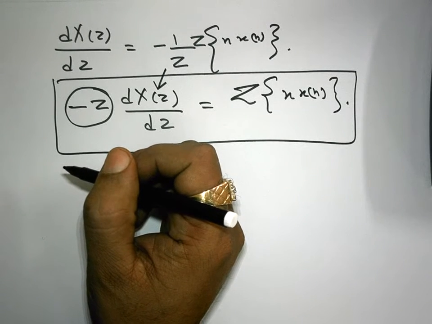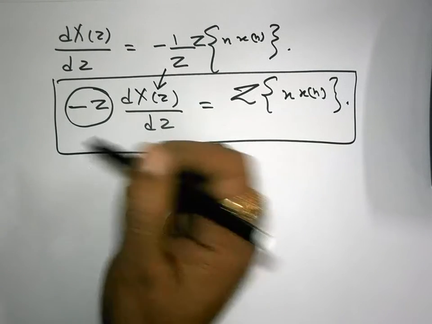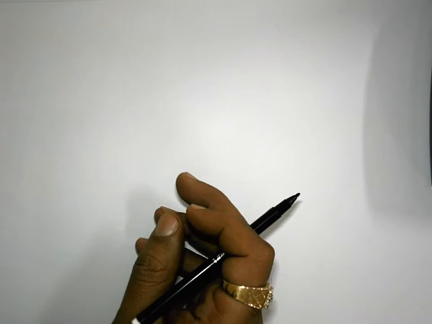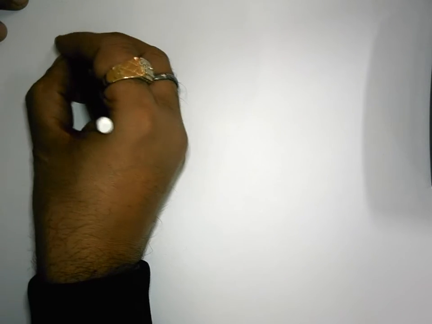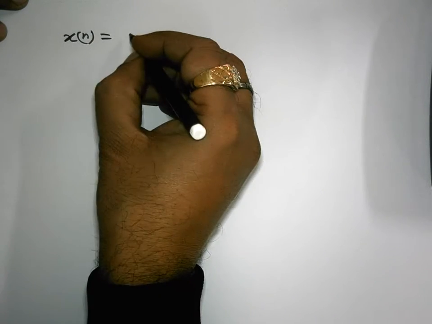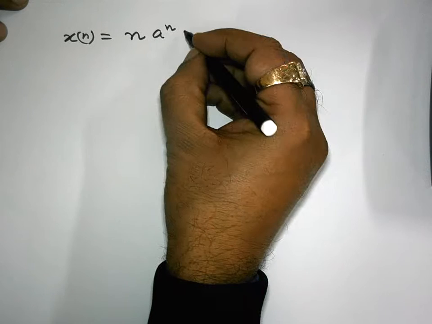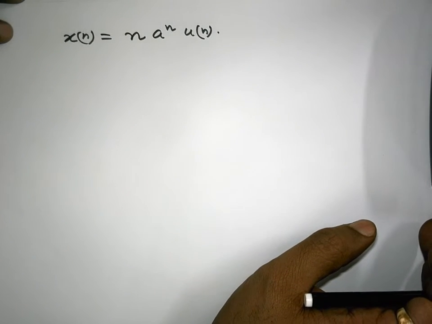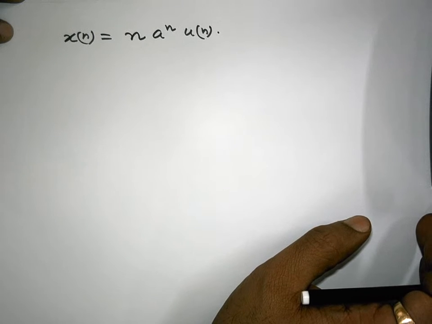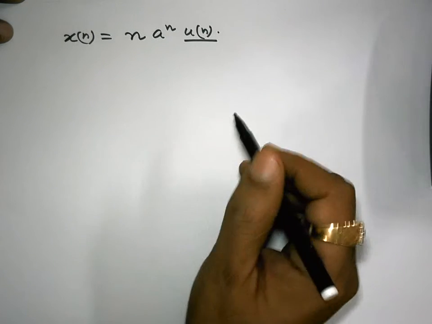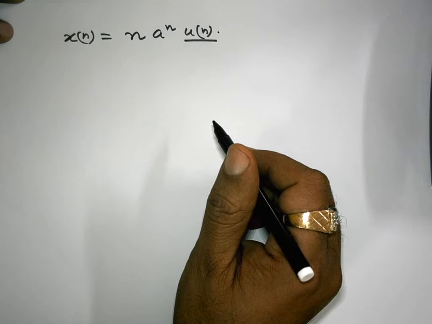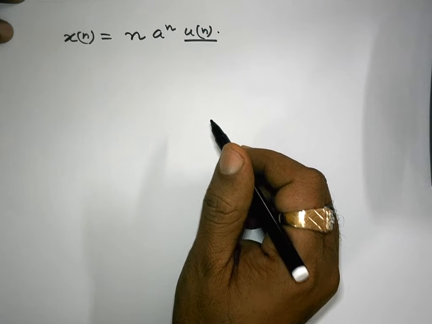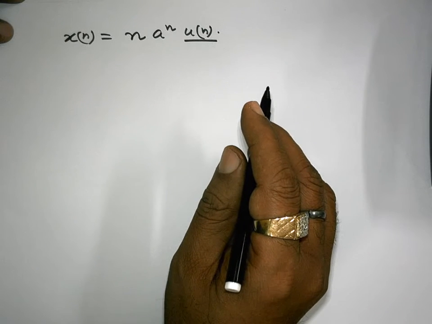Okay. So this way we will perform this task for a signal. Suppose we have a signal given like this, x[n] is equal to n a^n u[n]. We will proceed by taking the help of the properties of Z transform. Firstly, we will evaluate the Z transform of u[n]. We will leave all other things, we will evaluate the Z transform of u[n].